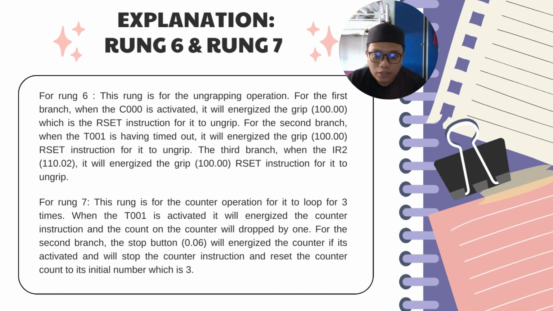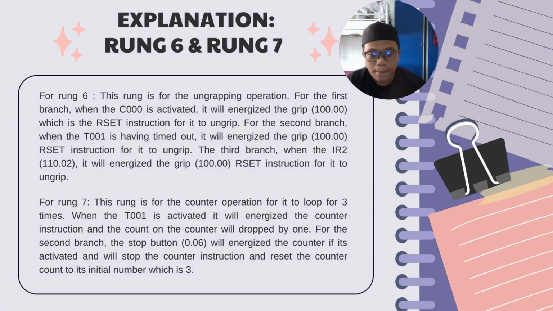For round 7, this round is for the counter operation, for it to loop 3 times. When the T001 is activated, it will energize the counter instruction and the count on the counter will drop by 1. For the second branch, the stop button, which is 0.06, will energize the counter if it's activated and will stop the counter instruction, and also reset the counter count to its initial number, which is 3.